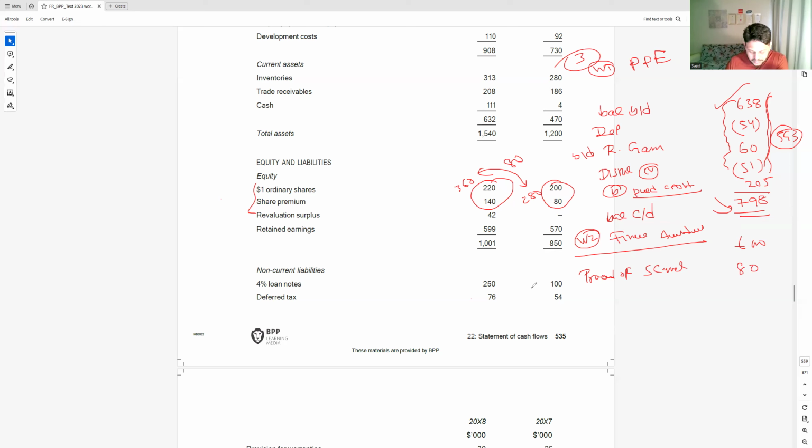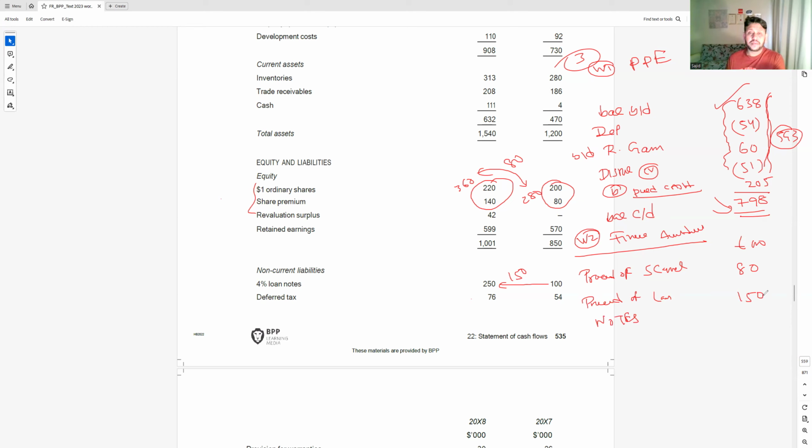The next one we have here, the loan notes. The loan notes before was 100 and now it's 250. So it's a clear 150 increase. Loan notes is the borrowing again. Before my loan was 100, now the loan is 250. How come it's increased? Because I took more loan, and that means more money came to the business. How much more? 150. So proceeds of loan notes, 150.